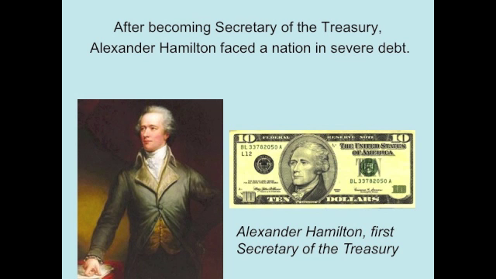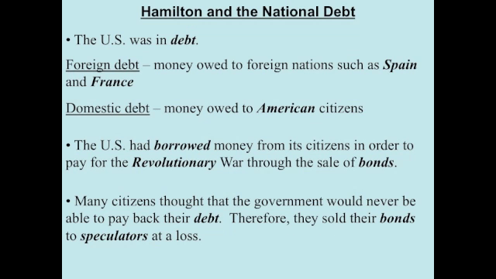After becoming the Secretary of the Treasury Department, Alexander Hamilton's first task was to deal with the severe debt that the U.S. was in. The United States had two different types of debt, foreign and domestic. Both the foreign and domestic debt that the nation had dated back to the Revolutionary War. Spain and France, as well as the American citizens, wanted to be repaid. Citizens were beginning to lose faith that the government would ever repay them back.